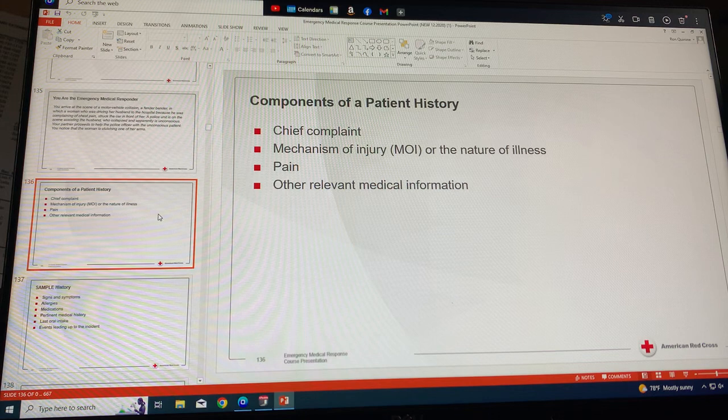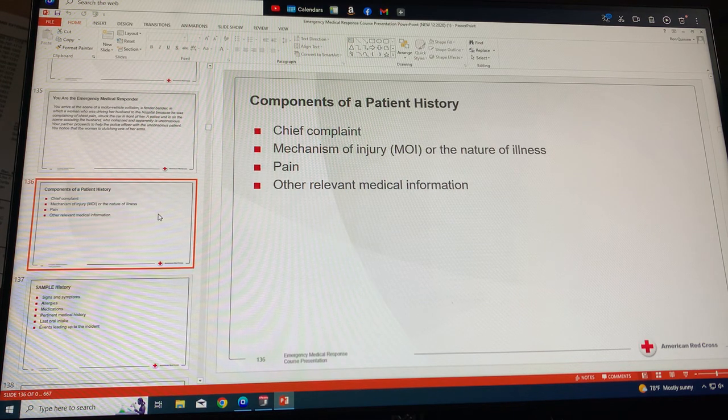Components of a patient history. Obtaining a full patient history involves several components. Key among them is the chief complaint, which will allow you to make the important distinction of whether you are dealing with a trauma or medical emergency. Other components to consider are the mechanism of injury or nature of illness, the presence and assessment of pain, as well as evaluating any relevant medical information.